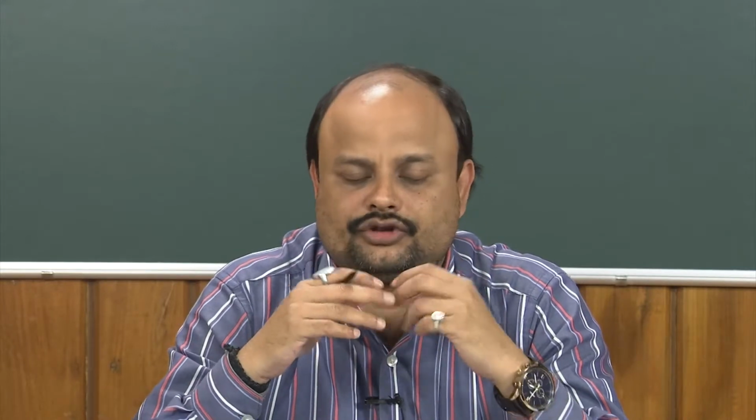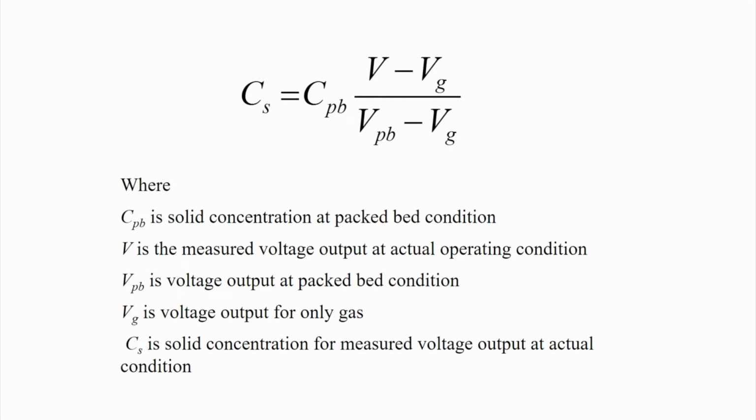So, several authors have tried to solve this problem, and based on a 2-point measurement, one for the pure gas and one for the packed bed, they have tried to find a solid concentration formula. The solid concentration formula has been given by this equation, where Cs is the solid concentration, and CPB is the packed bed solid concentration.